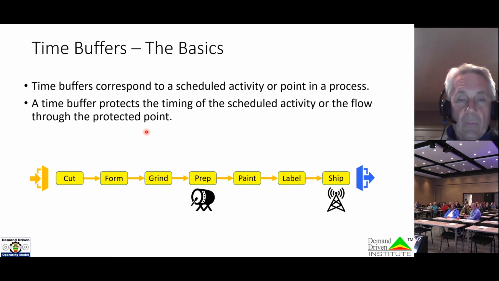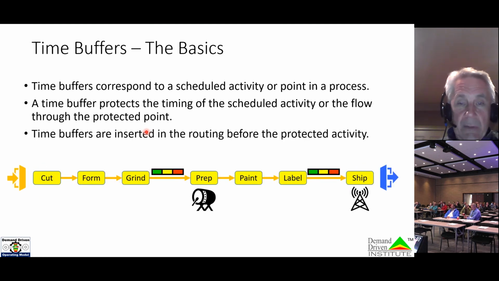So it's going to depend on where we put time buffers. We don't need to put time buffers at every step in the routing. We use this selectively, just like we do in stock buffers. Time buffers are going to be deployed where they're going to give us the most ability to protect our operating model. So you can see here, we've put a time buffer in front of the drum resource, or our constraint, which is going to set the schedule for the entire operation.